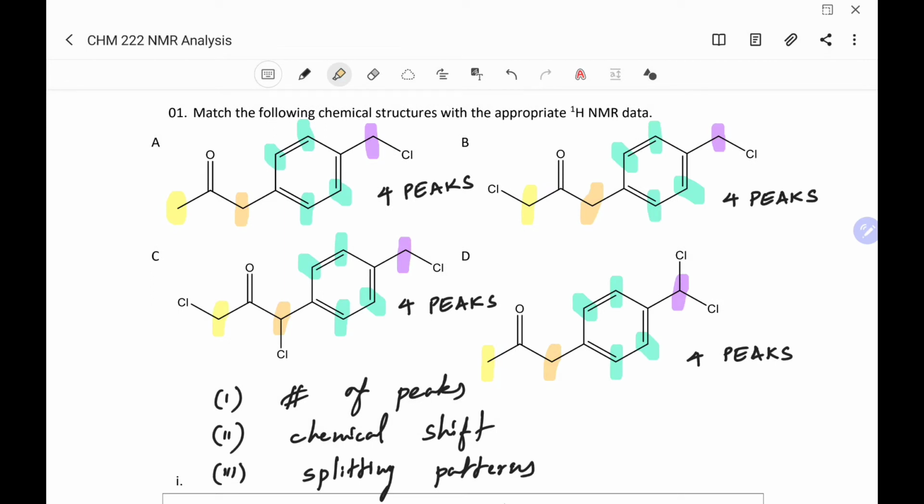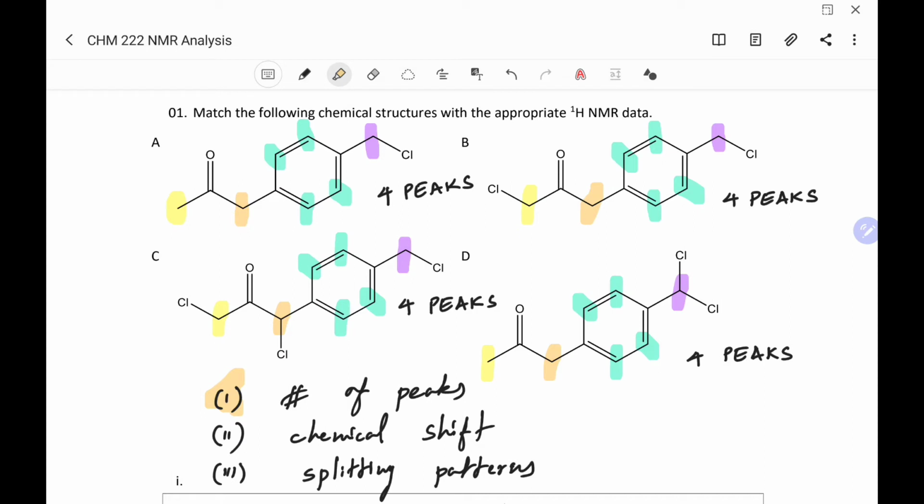All right, so I have highlighted all the chemically different hydrogens. As you can see, all these 4 structures have 4 chemically different hydrogens each. So you are expecting 4 peaks for each of these structures, and that was our first goal: to figure out the number of peaks. Now we have done it. That may not distinguish any of these molecules; just figuring out the number of peaks will not help you identify them.